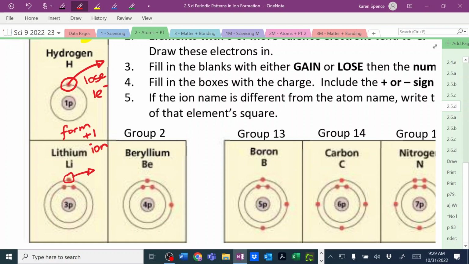It would just be plus. We wouldn't write the +1. We would just write plus, but I'm going to write the number there just so we're clear. Okay. Group 2.